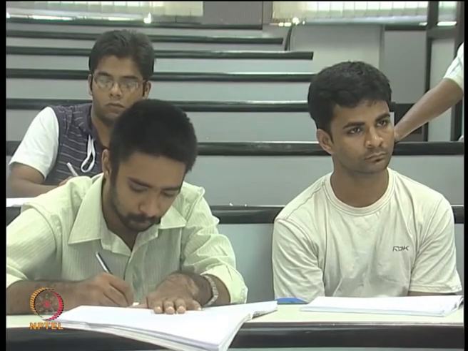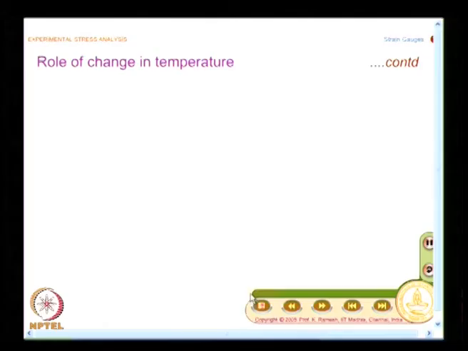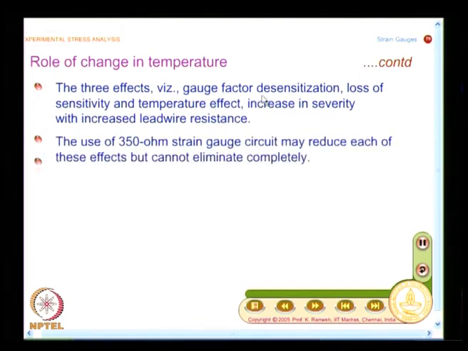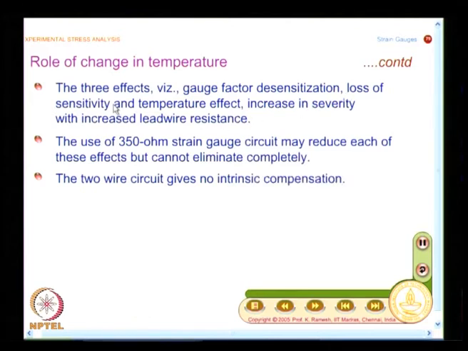This is not a problem from somewhere, it is not that you have done a faulty design. What you will have to look at is, even a routine strain gauge connection introduces these kind of errors. 156 microstrain is not insignificant, you have to account for it. So, what you find is the gauge factor desensitization or loss of sensitivity and temperature effect increase in severity with increased lead wire resistance. So, you have to account for it in practical applications.